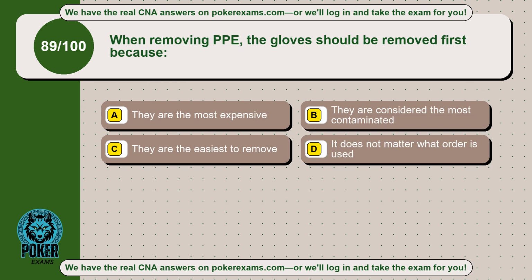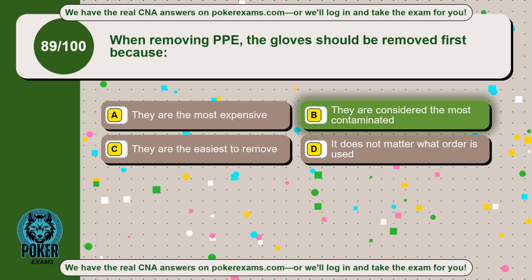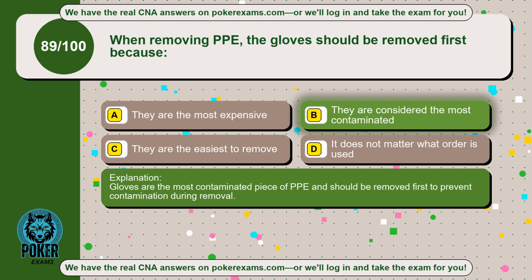Question 89. When removing PPE, the gloves should be removed first because: Option A. They are the most expensive. Option B. They are considered the most contaminated. Option C. They are the easiest to remove. Option D. It does not matter what order is used. The correct answer is option B. They are considered the most contaminated. Gloves are the most contaminated piece of PPE and should be removed first to prevent contamination during removal.